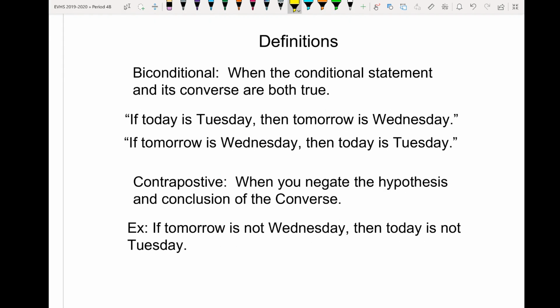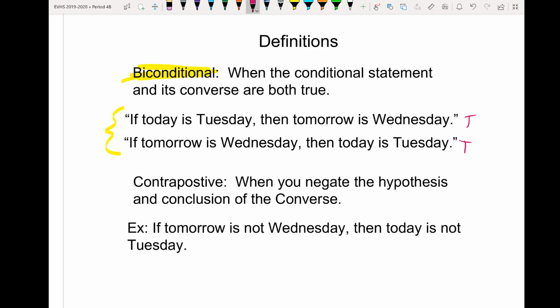Now, the term biconditional is when a conditional statement and its converse are both true. Now, we've already listed these two off. If today is Tuesday, then tomorrow is Wednesday. We already said that was true. What about the converse? If tomorrow is Wednesday, then today is Tuesday. Is that also true? Yes. If they are both true, then it is a biconditional.